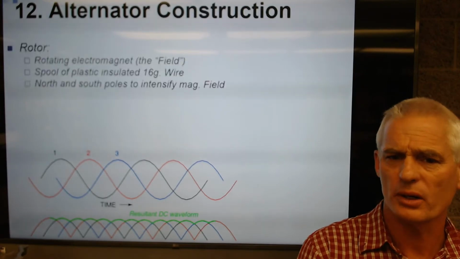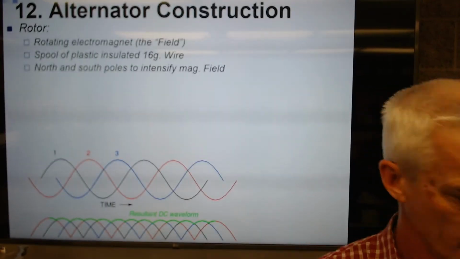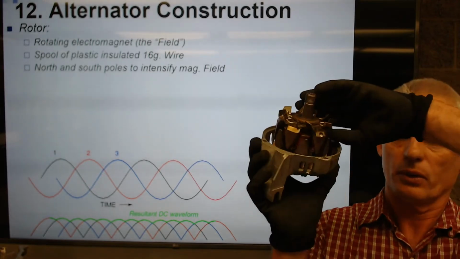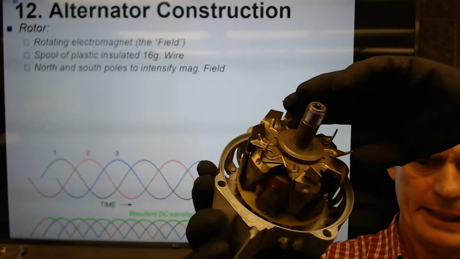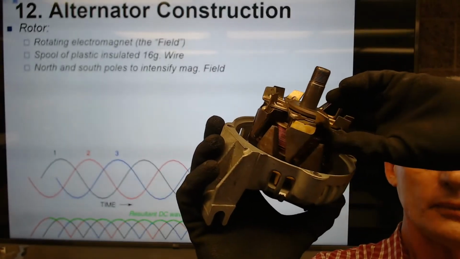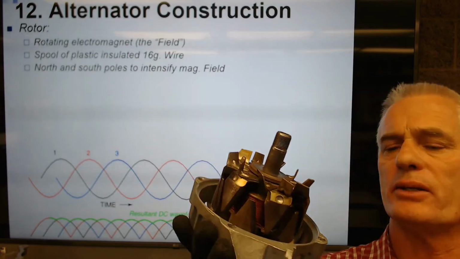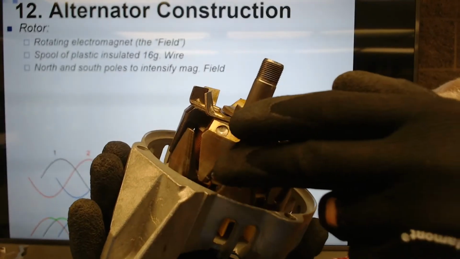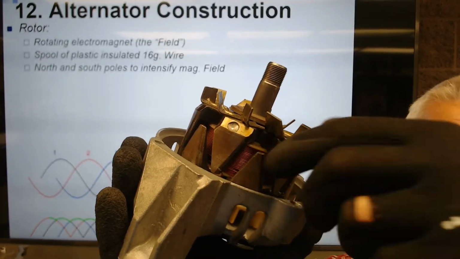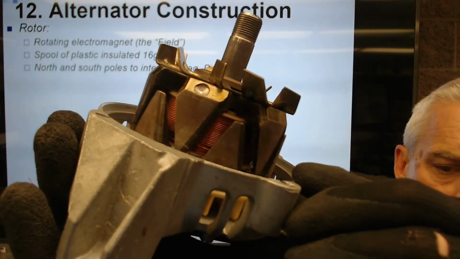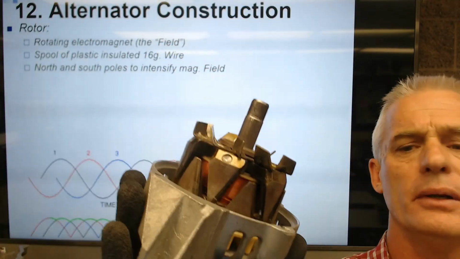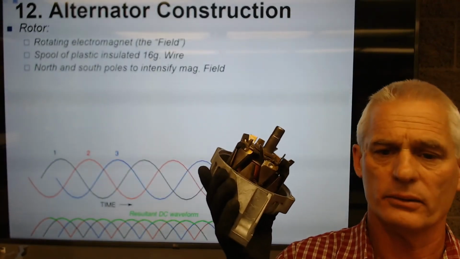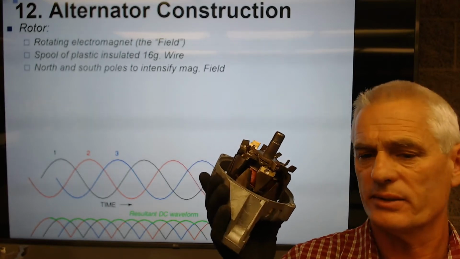So how is an alternator constructed? Well, first it's got a rotor. And a rotor is a rotating electromagnet. So here's a rotor that I'm spinning right here. There's the rotor. It's a rotating electromagnet. It says that that electromagnet is called the field, and you can look inside in the center between these pole shoes. You can see a spool of solid copper wire, approximately 16 gauge, plastic coated, that's wrapped around there, and that's what makes essentially the field or the magnetic field. So like it says, you got a spool of plastic insulated 16 gauge wire.